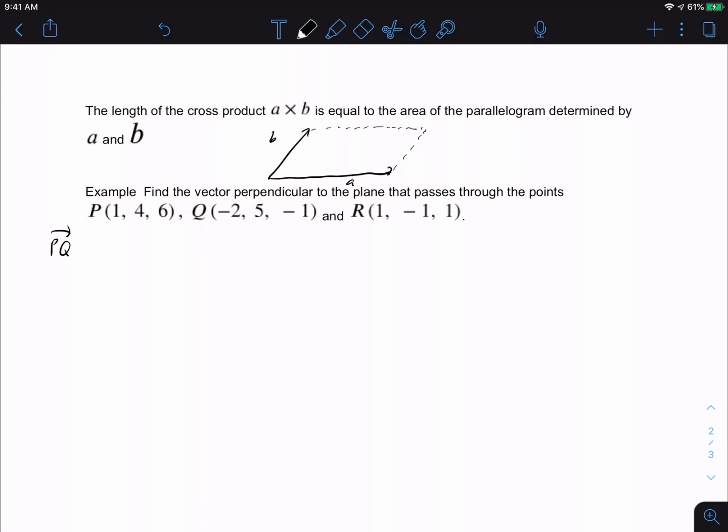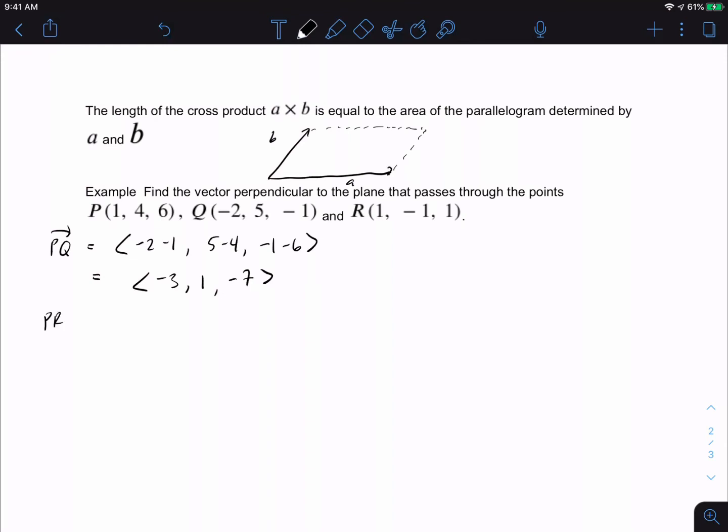So P and Q, to find that vector, we should remember that it's going to be -2 minus 1. I'll do it as a clean vector instead of as i, j, and k. And then I'm going to go 5 minus 4, and then I'm going to go -1 minus 6. Now, for those of you who don't remember, if I'm going P to Q, the vector that results from the 2 points is going to be the difference in the x terms, comma, the difference in the y terms, comma, the difference in the z terms. So that's going to give me my vector PQ, which will end up being -3, comma, 1, comma, -7.